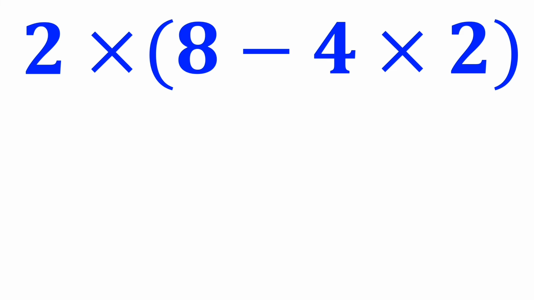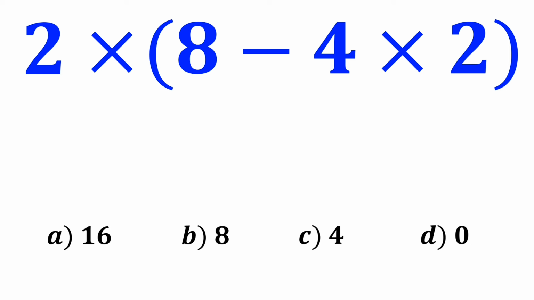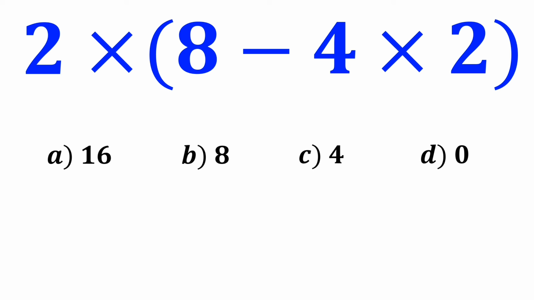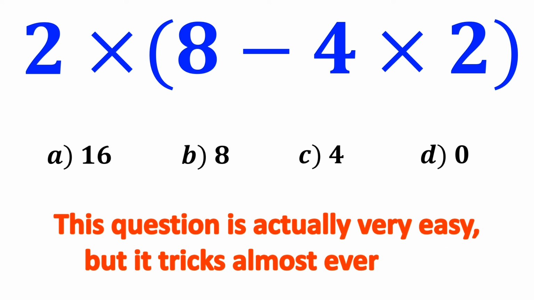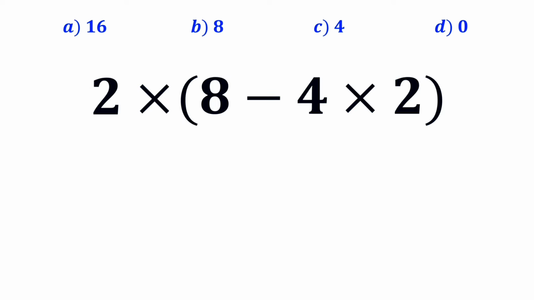What is the value of the expression 2 times open parenthesis 8 minus 4 times 2 close parenthesis? Which option do you think is the correct answer? This question is actually very easy, but it tricks almost everyone. Let's dive in and crush it together.